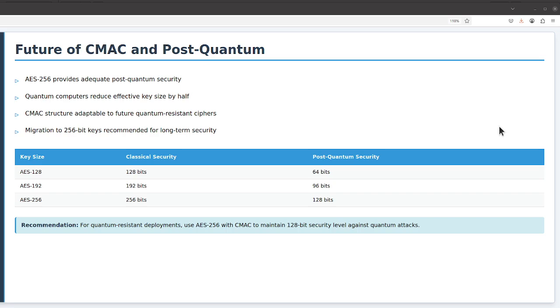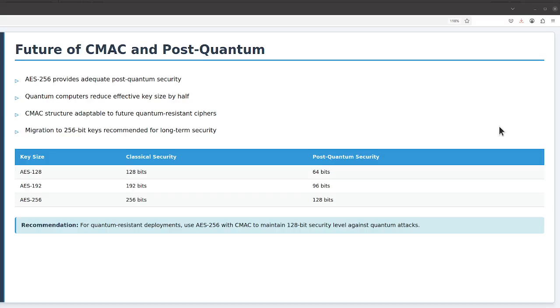Organizations planning for the quantum future should migrate to 256-bit keys if they haven't already. The good news is that this migration is straightforward compared to replacing public key systems. CMAC's structure itself doesn't need to change, it simply needs to use quantum-resistant block ciphers.